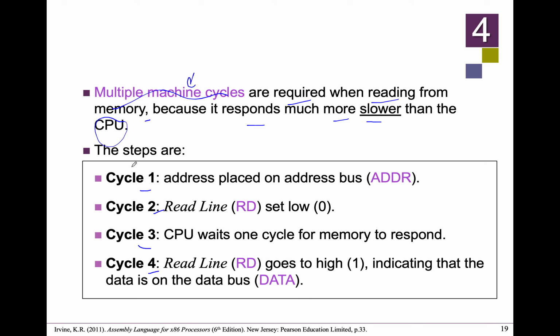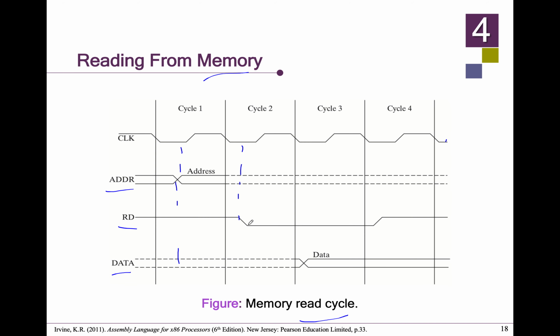So the steps that are required: first of all, cycle 1, address placed on the address bus, called ADDR. This one you're going to learn about address in 4.5, I guess. Okay, then you have cycle 2, which is your read line, your RD. This one is set low to 0. Maybe you can see over here.